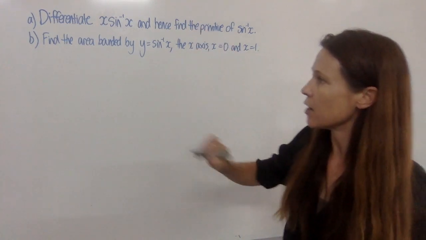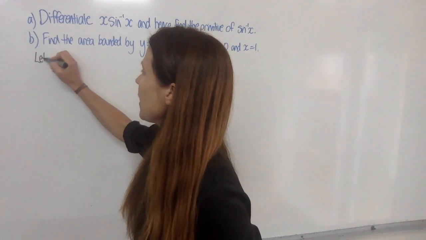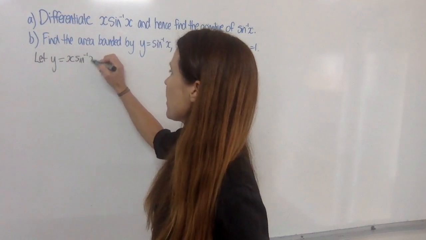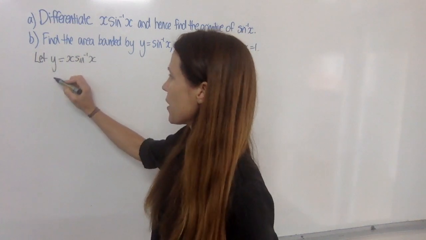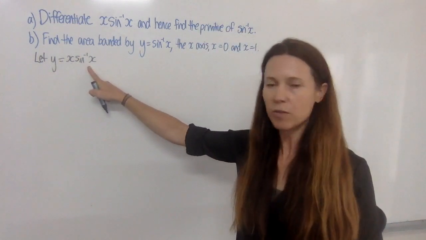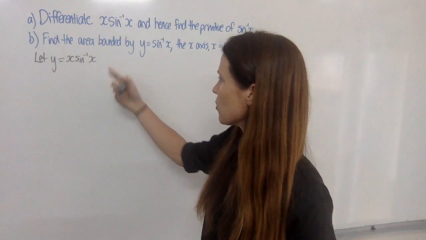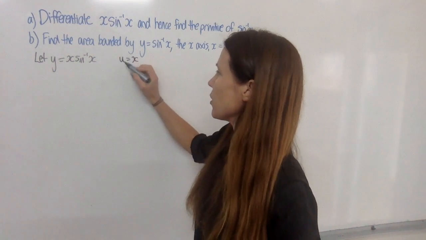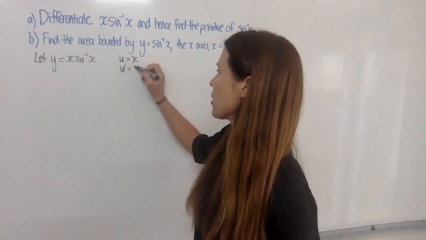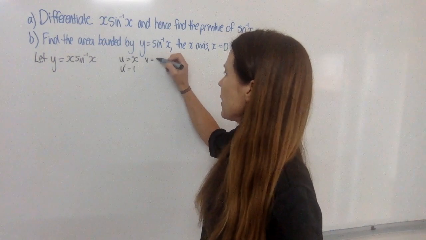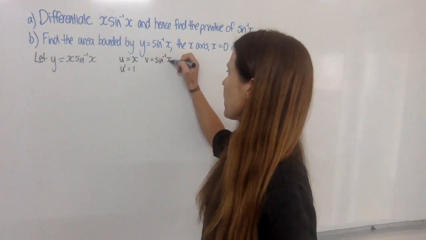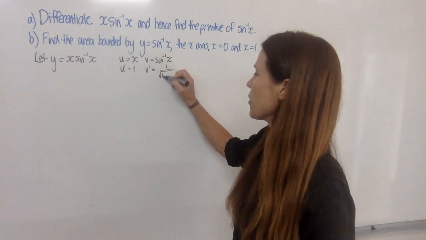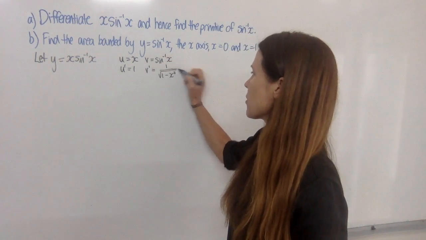So let's just start by following instructions here. Let's let y equal x inverse sine of x. And now we can differentiate that. Now we're going to need to use the product rule because we've got two functions of x multiplied by each other. So if you like to write your ingredients out, go ahead. u equals x, u dash equals 1, v equals inverse sine of x. So v dash is going to be 1 over the square root of 1 minus x squared.